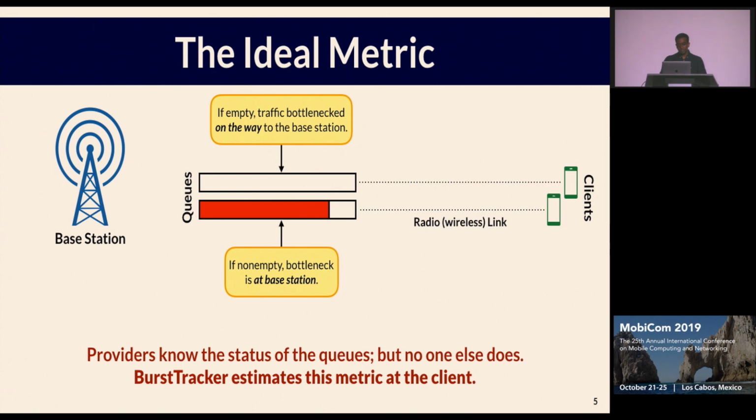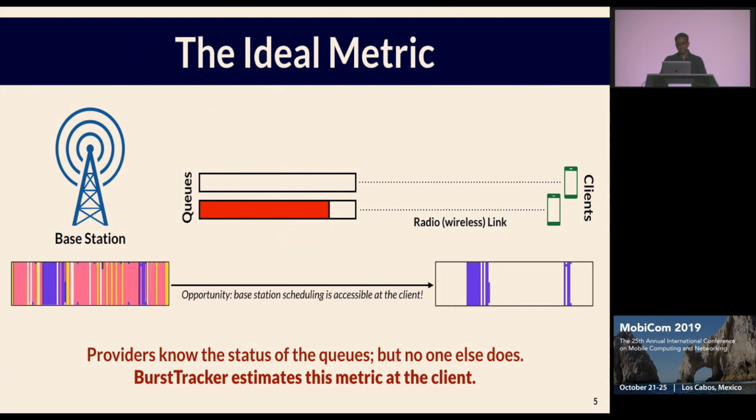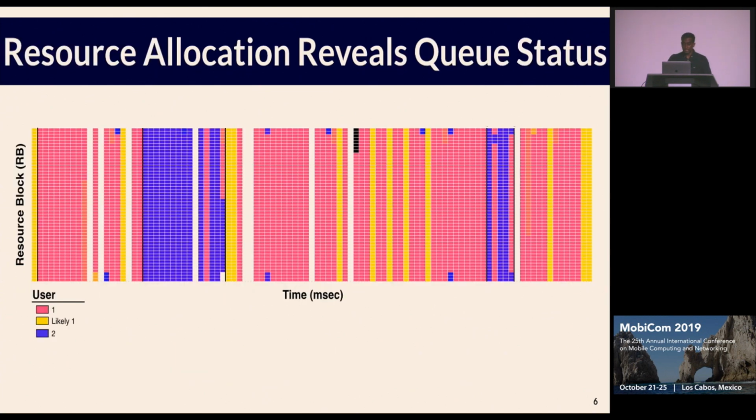In this work, we solve the problem of identifying the bottleneck by revealing the status of the queues using data that is already accessible to application developers. But how can we infer the status of the queue from the client device? Thanks to recent diagnostic tools like Mobile Insight, a user can obtain its resource scheduling information from the client side. Let's now see how we can estimate the queue status from this data. This is the really big insight of our work.